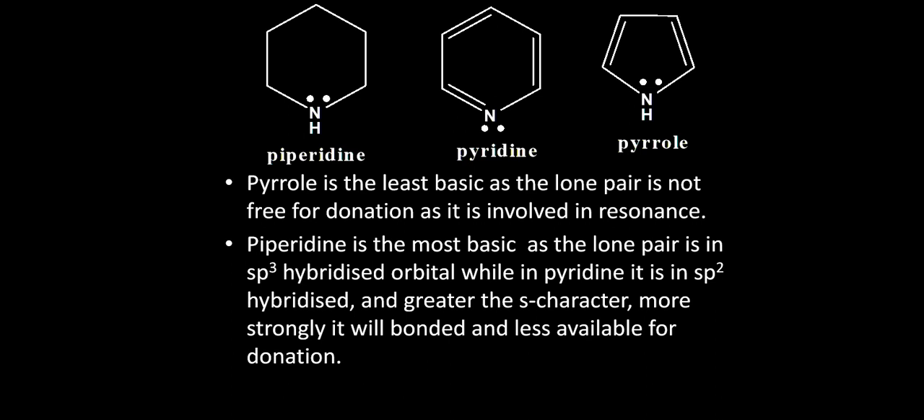Now, what we know is that the greater the s character, the more strongly it is bonded and the less available for donation. Always remember that. The sp2 hybridized orbitals have greater s character, nearly 33.33%, while sp3 hybridized orbitals have nearly 25% s character. So the s character will be less, and if the s character is less, then the lone pair will be less tightly held. As a result, it will be more available for bonding. So piperidine will be the most basic. That is how we can understand it.